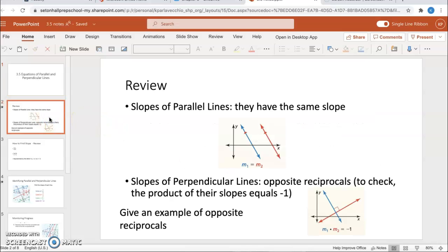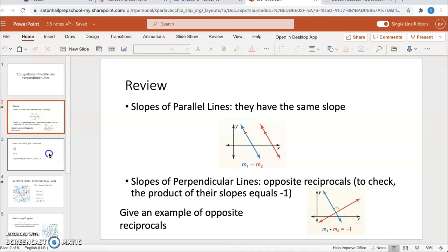To quickly review, these notes again are posted on the portal already, but the characteristics of the slope of parallel lines is that they have the same slope, and the characteristic of slopes of perpendicular lines is that they are opposite reciprocals. So that means they have to have opposite signs, and you either flip a fraction upside down or you turn a whole number into a fraction by putting the whole number in the denominator and making the numerator 1.